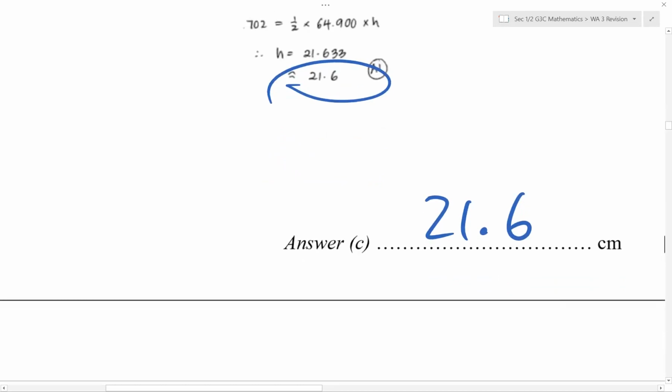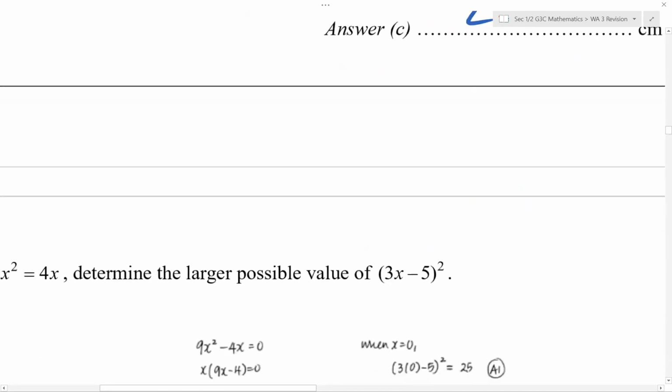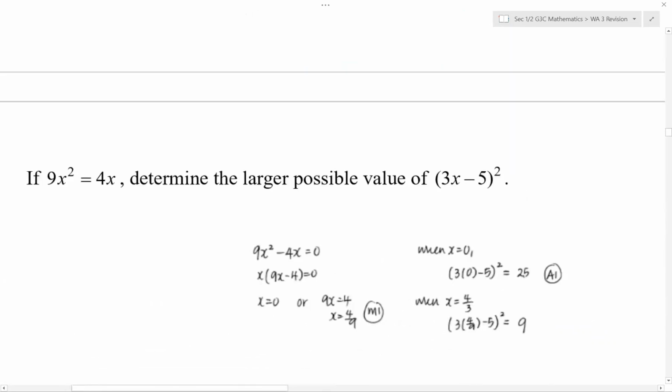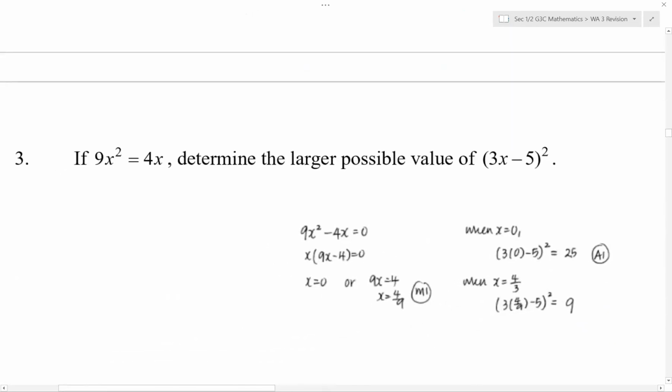So I'll post this online also. Okay, now: 9x squared equals 4x. Determine the larger possible value of (3x minus 5) squared. Very unconventional question. Let's see what we can obtain from here. 9x squared equals 4x.